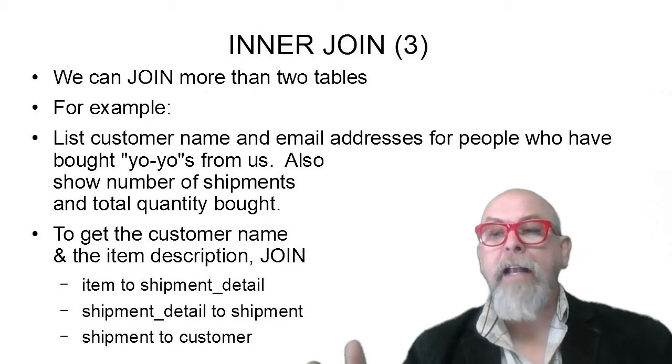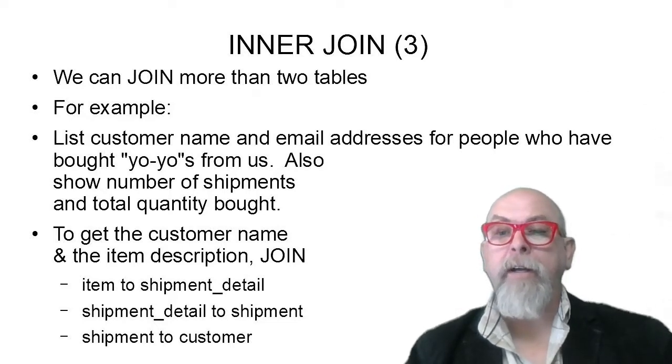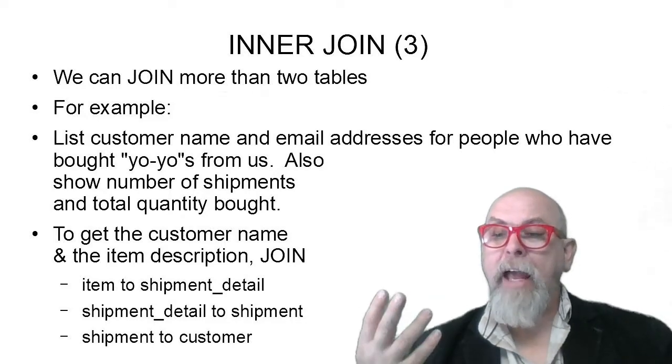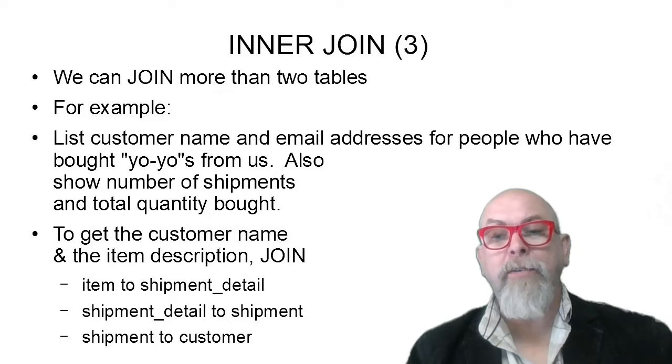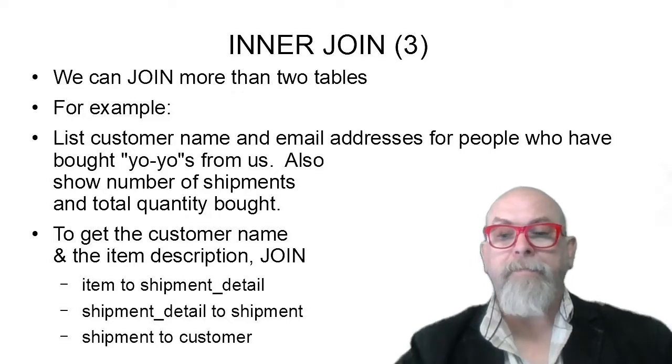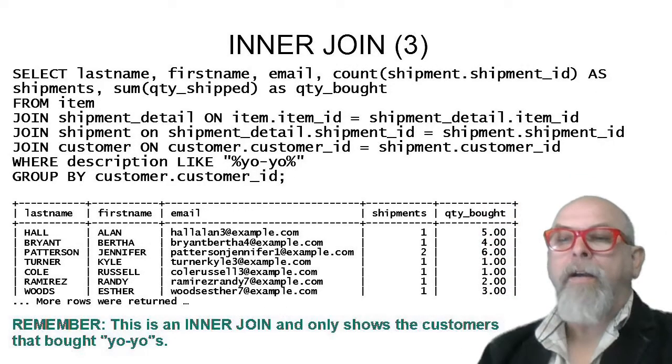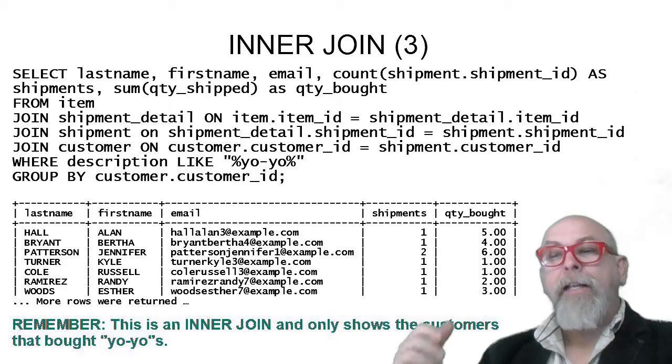Item is connected to shipment detail in a primary key foreign key relationship, and that shipment detail is connected to shipment by a primary key foreign key relationship on the shipment ID number. So we're going to have to join all four tables together to be able to answer this question. So here's the statement, and it's a biggie.